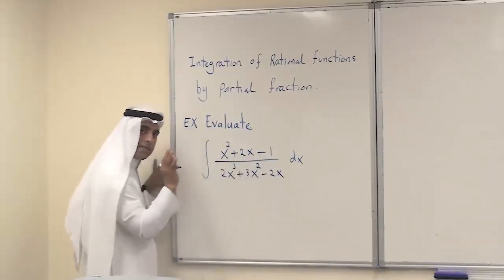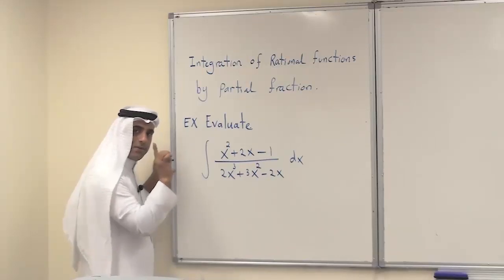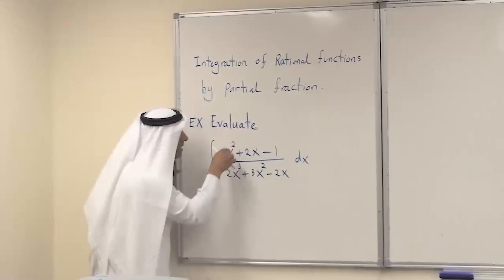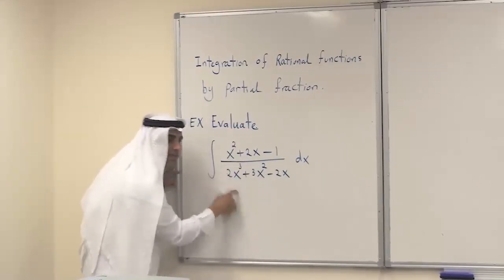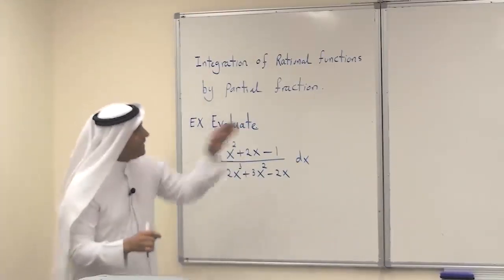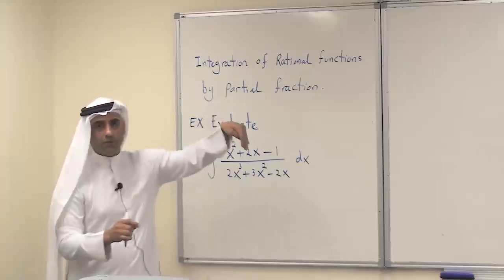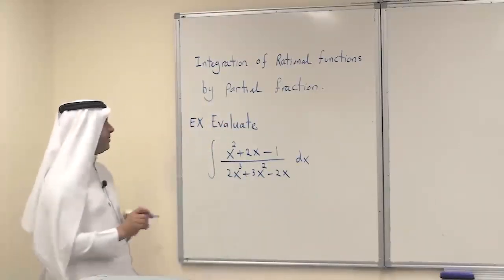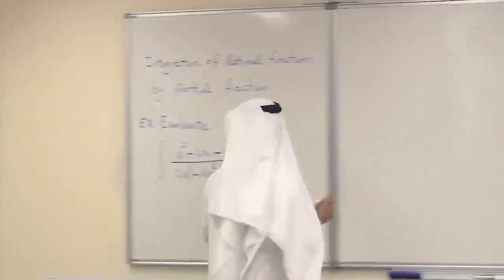I always remind you, always check that the degree of the numerator is less than the degree of the denominator. Before you proceed writing the decomposition form, make sure that this holds true. Okay, it is there here. Okay, we have no problem. So what should we do then?